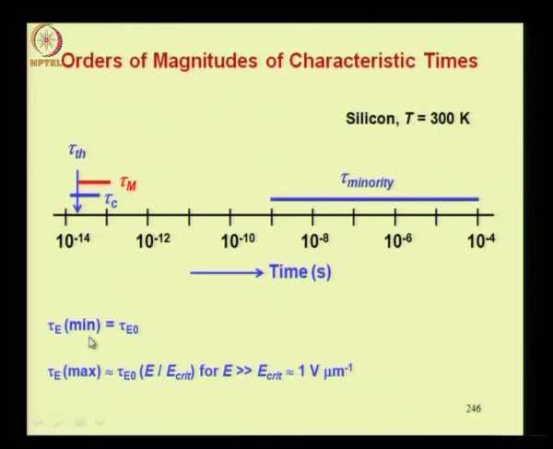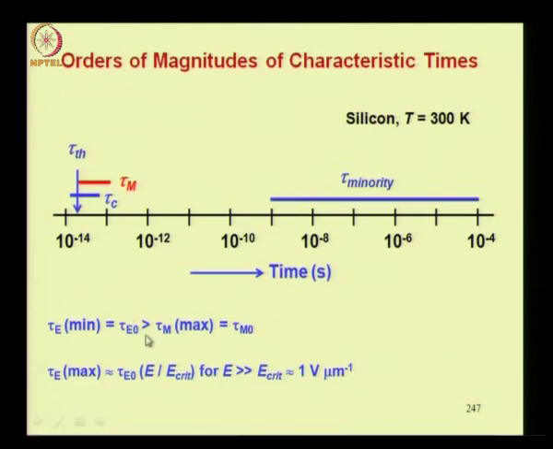In this case the minimum value of energy relaxation time would be tau e0, while the maximum value would be given by a formula analogous to that we used for tau m for high electric fields. So for high electric fields, while tau m decreases, tau e increases according to this relation.